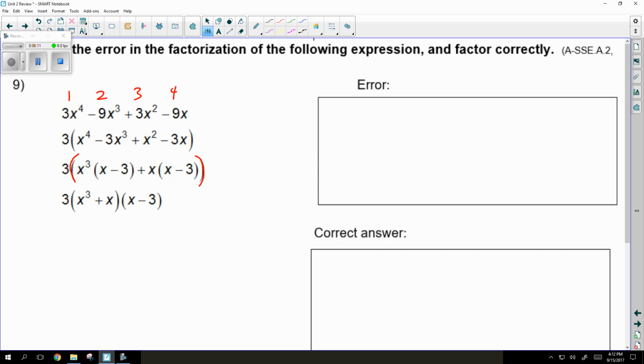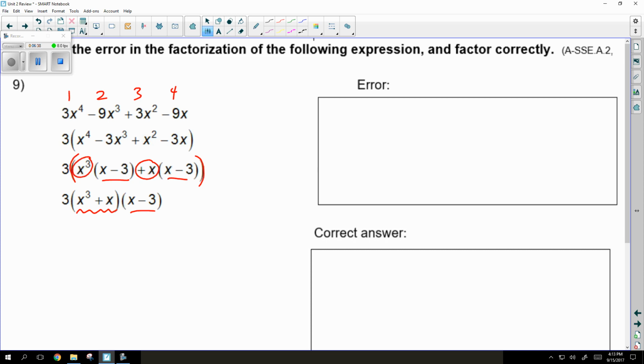So they took out an x to the 3rd from the first set of 2 terms and an x from the second set of 2 terms. So we've got our matching parentheses here and here, so they pull it out as x minus 3. They use this to come up with this parentheses here. So at first glance, it looks like they did it right, but the thing is, they actually didn't pull out as much as they could have in the first step.